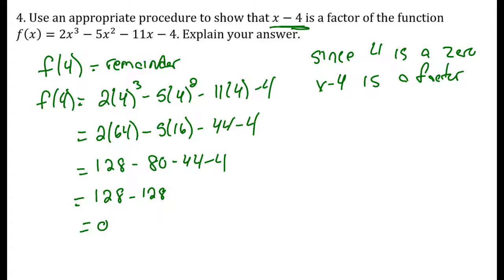You could have also divided and shown that there was a remainder of 0, but I think using the remainder theorem here is the clear and obvious way. So since 4 is a 0, x minus 4 is a factor.